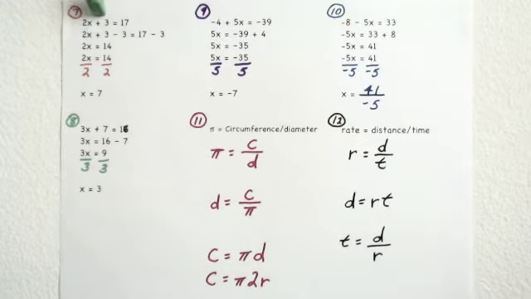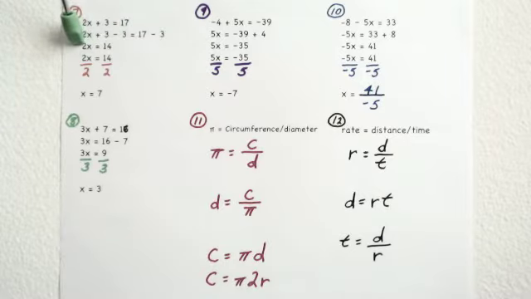The way we get rid of positive 3 is by adding a negative 3. Whatever we do to one side of the equation, we must do to the other. 2x plus 3 minus 3 is just 2x because plus 3 minus 3 is 0. And that equals 17 minus 3, which is 14.